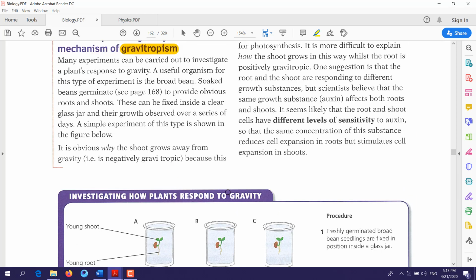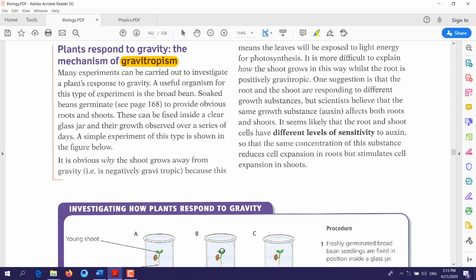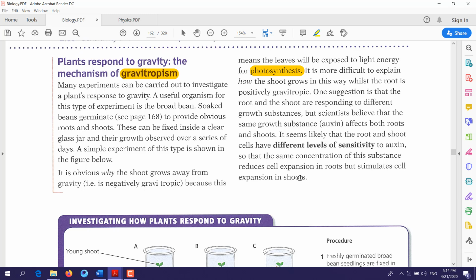Explanation for this: till now scientists couldn't fully explain this phenomenon. But the explanation that scientists gave is that the shoots, which include, for example, the leaves, will grow upward. Why? Because leaves are adapted to do photosynthesis, and to do photosynthesis they need sunlight. So they should be upward, above the soil.